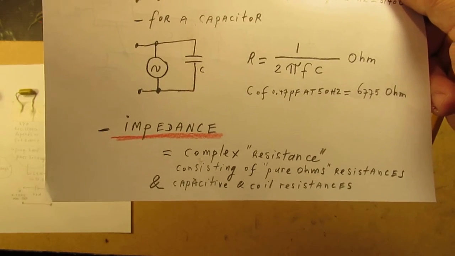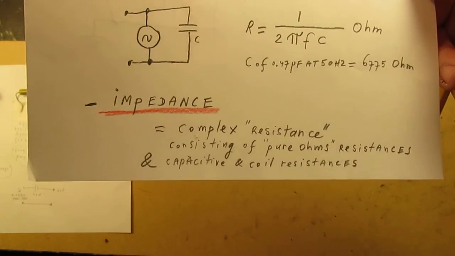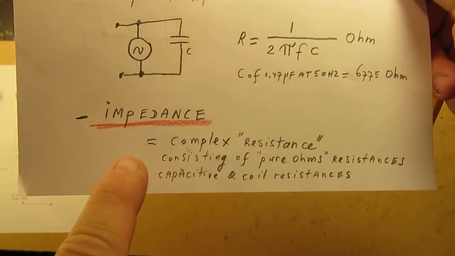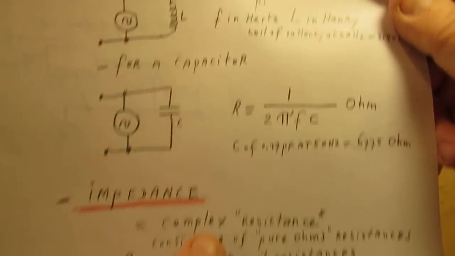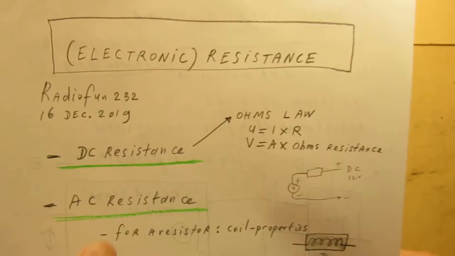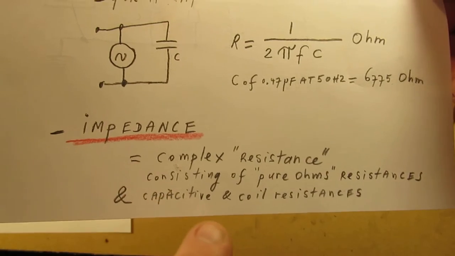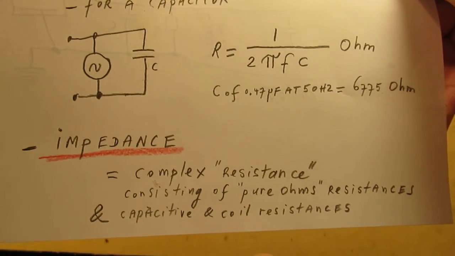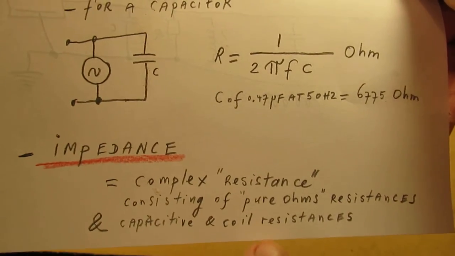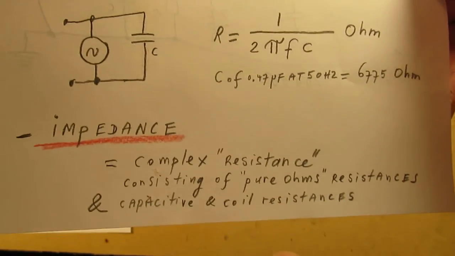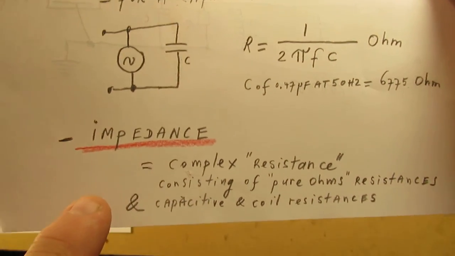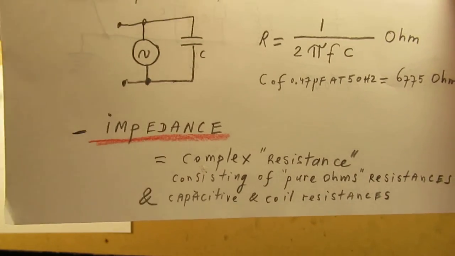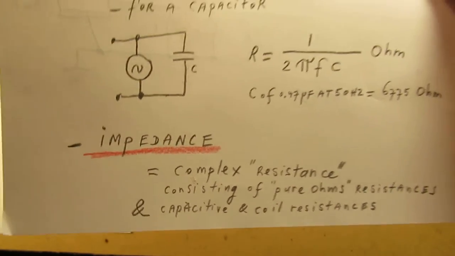And when we are talking about impedance, that's a completely other issue. The impedance is a complex resistance. It consists of, say, ohms elements here. It consists of capacitive elements and also of coil elements, so inductive elements. That makes the calculation of an impedance quite complex. But anyway, I want to give some ideas, and they are here.